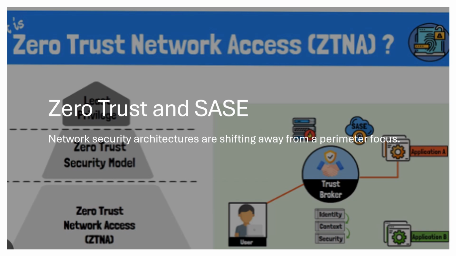In the evolving landscape of network security, two concepts have gained significant attention due to their relevance in enhancing the security of modern distributed enterprises: Zero Trust and Secure Access Service Edge, or SASE. Both frameworks address the challenges posed by the increasing mobility of users and the shift towards cloud-based resources, but they approach the problem from different angles.